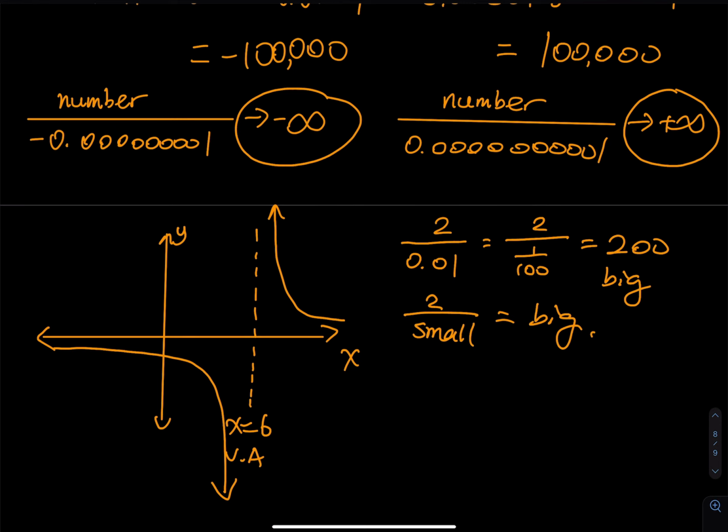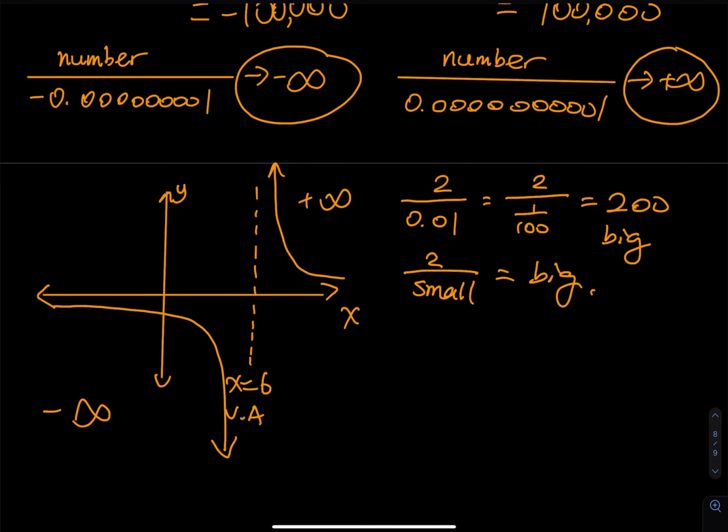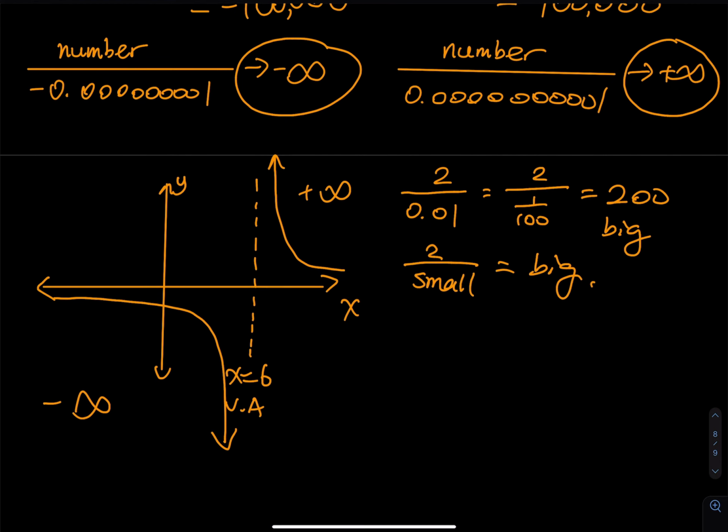So the left limit is negative infinity. The right limit is positive infinity. The left limit and the right limit are not equal. Then we say the limit as x approaches 6 of this function does not exist.